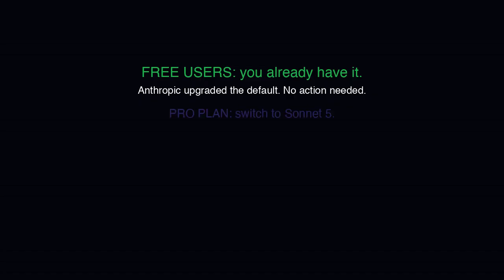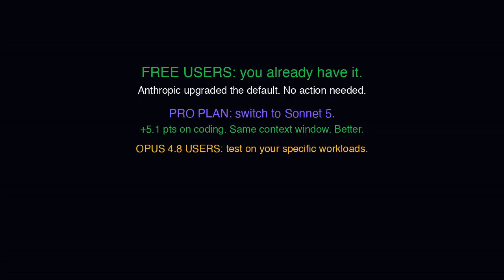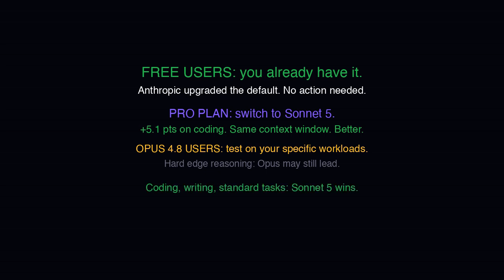Category 3, Opus 4.8 users. Test Sonnet 5 on your specific workloads before deciding. If your use case is at the hard edge of reasoning, complex multi-step problems, extended context synthesis, difficult research tasks, Opus 4.8 still has an edge. But if your use case is agentic coding, writing, or standard reasoning tasks, Sonnet 5 may give you 95% of the output at significantly lower cost. Run the test. Do not assume Opus 4.8 is always better for your workflow.